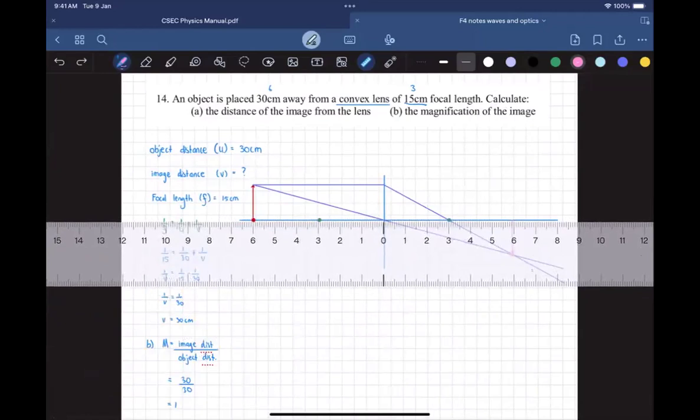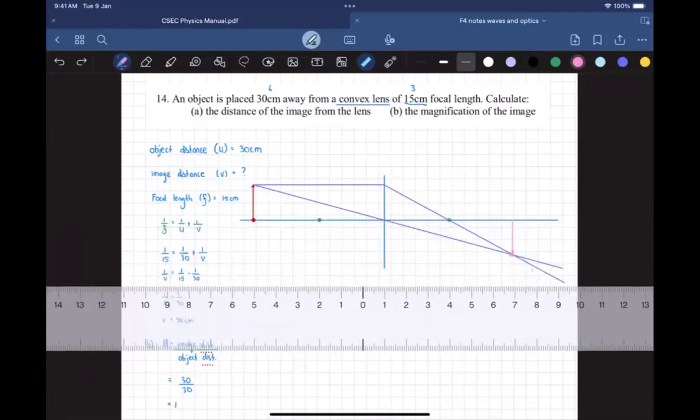And since my image is in front of my lens, is it real or is it virtual? It's real, right? Because it's in front of my lens. Cool. So you understand that perfectly, right? Yeah.